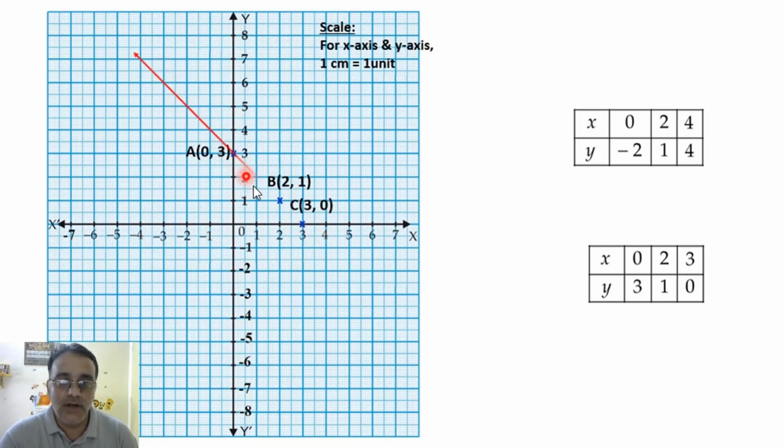Okay, sir. So now we are going to draw the line. Now we will write the equation of this line, that is x plus y minus 3 is equal to 0. We'll start to draw the other line. (0, minus 2) will come here, and (2, 1) is already here. The common point is (2, 1).